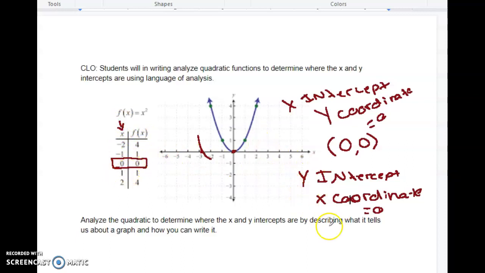So we can also say that this one is the point 0, 0. And there you go. That is how you find x and y intercepts.